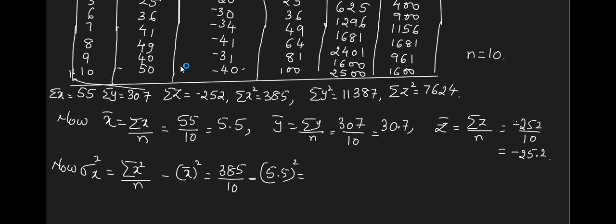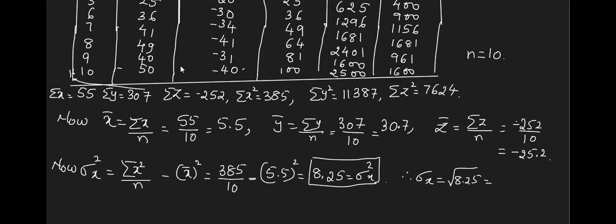Answer? All of you operate the calculator? 8.25. Very good. This is sigma square x. Keep it in a box, which is required. Next, you calculate sigma x. So it is under the root 8.25. Is how much? 2.87. This is required.